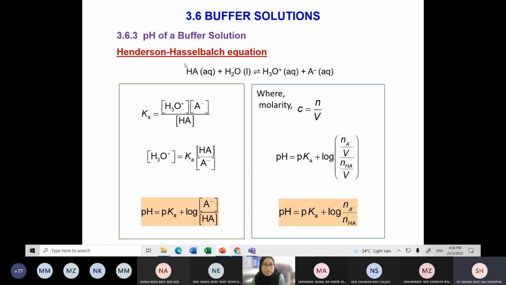So how did the equation derive? Maksudnya macam mana this equation kita dapat? Okay, so macam mana dia came about? So it's actually from the Ka expression. Okay, so this is the Ka expression, right? That normally we can get from the ice table, from the equation.